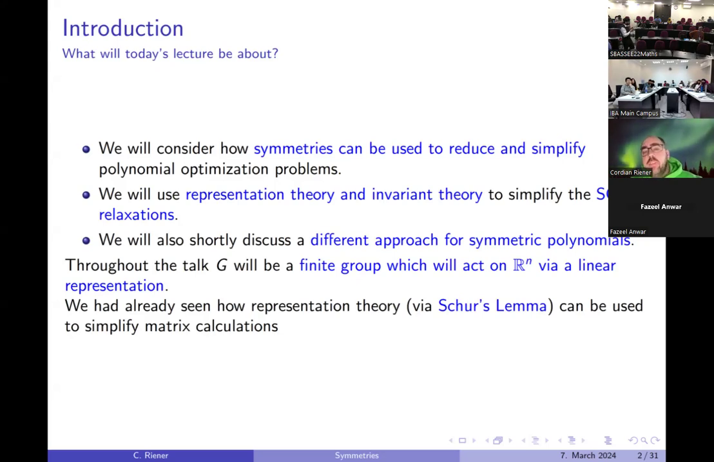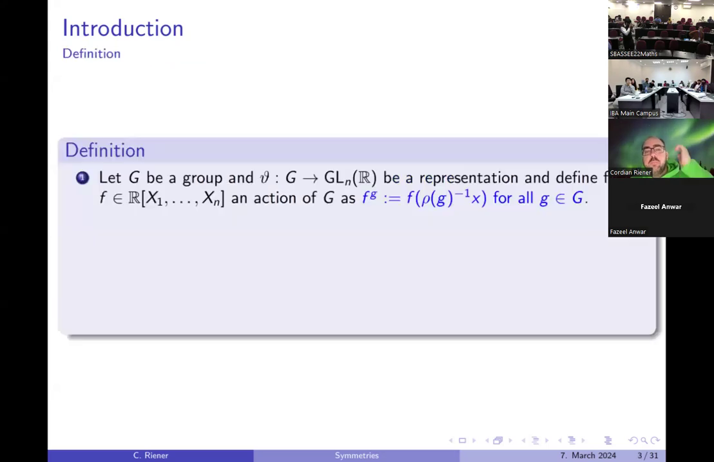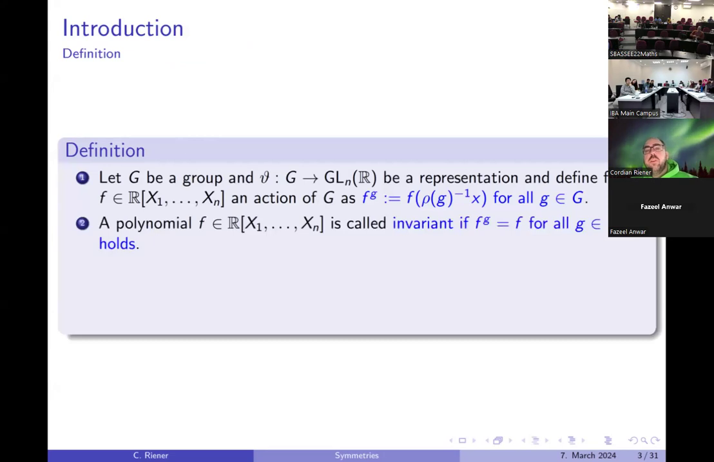We had already seen how we can use Schur's lemma to simplify matrix calculations. Now we want to see how we can use this to simplify those optimization problems. So this concretely means, again, almost the same setup that we had before. We have a group and it acts linearly on a real vector space. So we have a real representation, which is just a morphism to the general linear group over the reals. It acts then in the same way on the polynomial ring as we had over the complex setup.